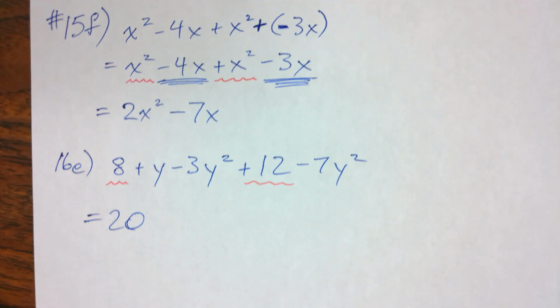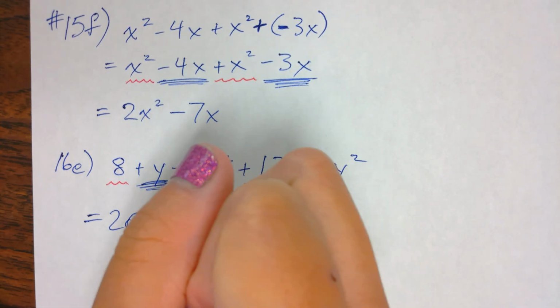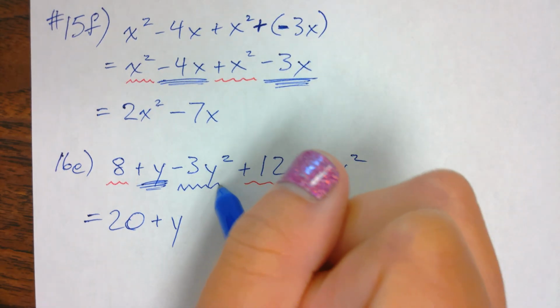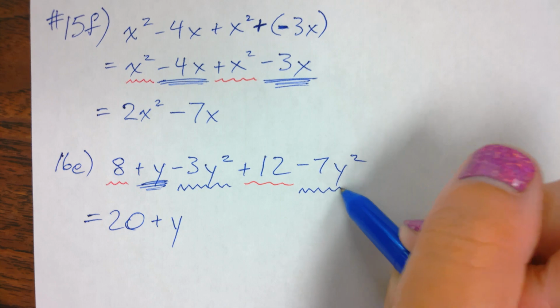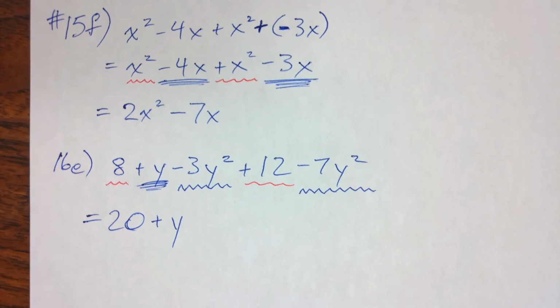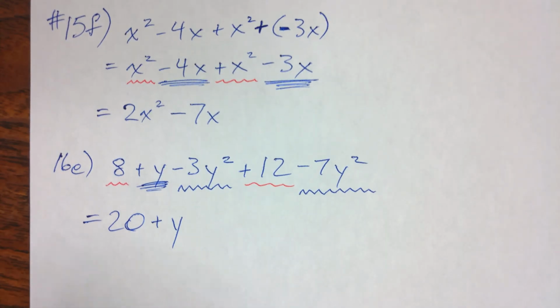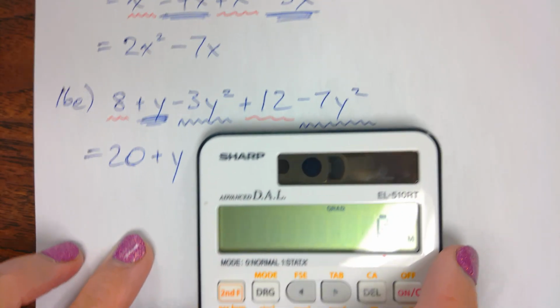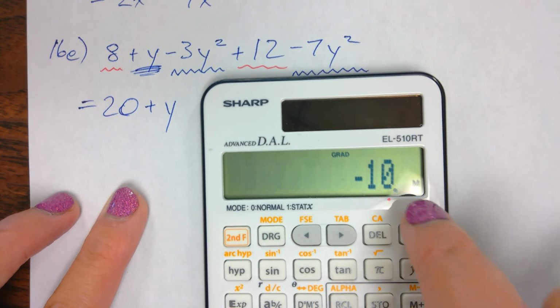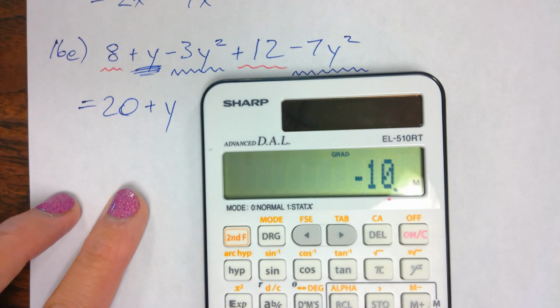Okay, what about the y? What goes with the y? Nothing. So I just copy it down. And then negative y squared goes with the negative 7y squared. Again, if your mental math is not good, your adding and subtracting is not good, you can always use a calculator to help you with the coefficient. So negative 3 minus 7 gives you negative 10. So not negative 4, negative 10.